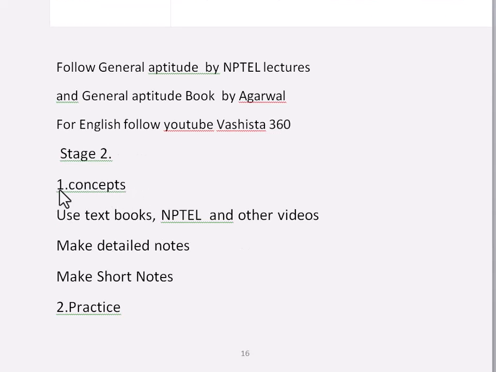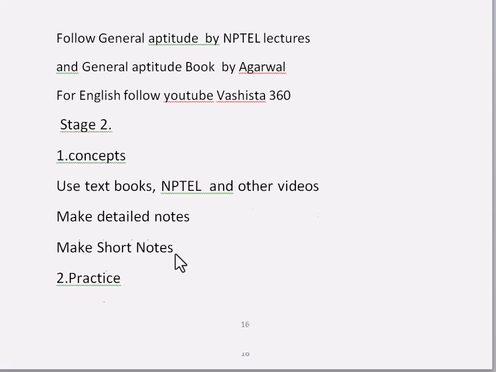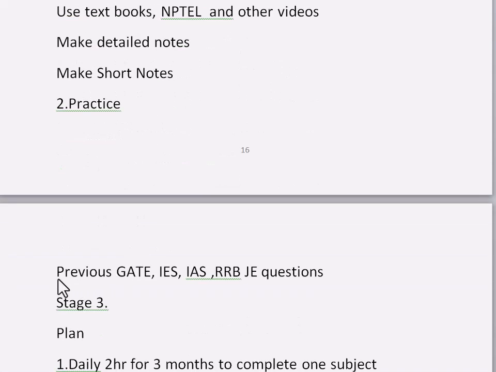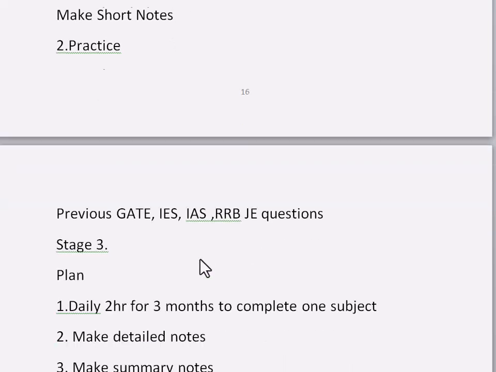So make notes for concepts. Use the textbooks, NPTEL lectures and other videos. Make detailed notes and make short notes. Then practice. For practicing, go through the previous GATE, IAS, RRB, GE questions with answers.